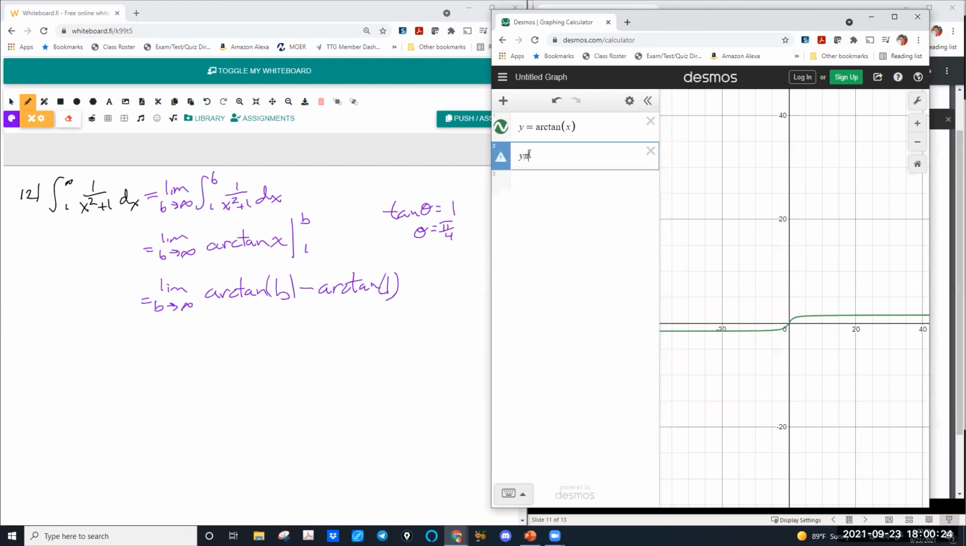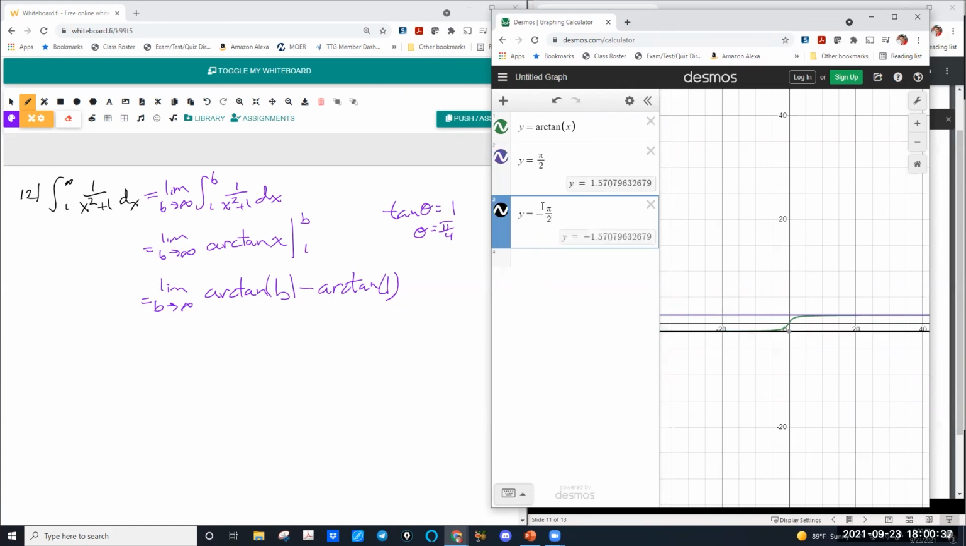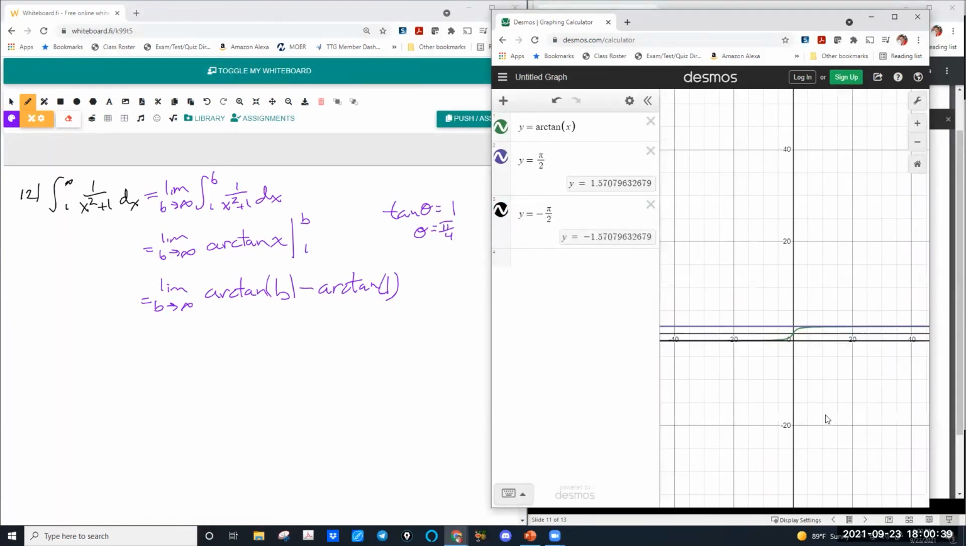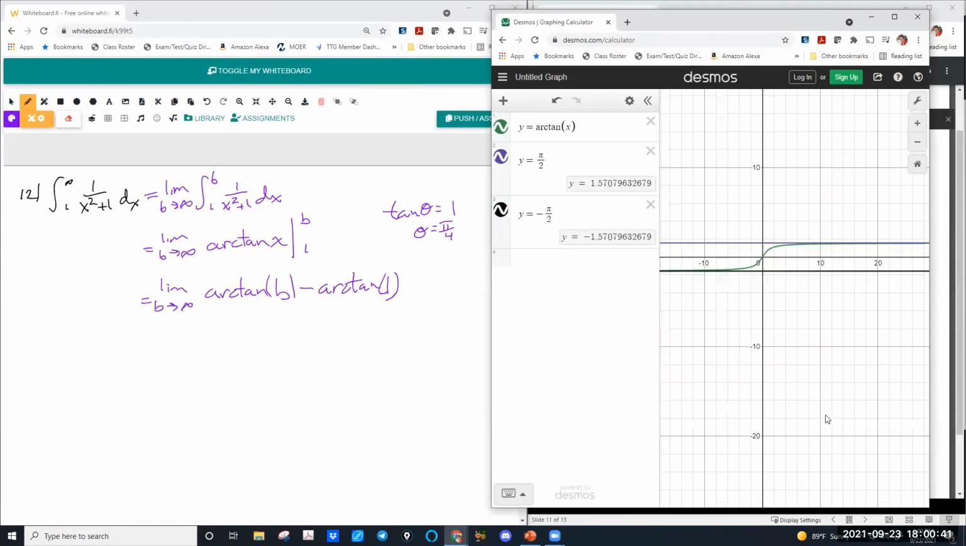And if you don't remember where those are, this is part of the reason we're looking at this one, we can put them in. So y equals pi over 2, there's a horizontal asymptote. And y equals negative pi over 2. Arctan is a really cool graph because we don't have a lot of graphs that have 2 horizontal asymptotes. Our logistic functions do.